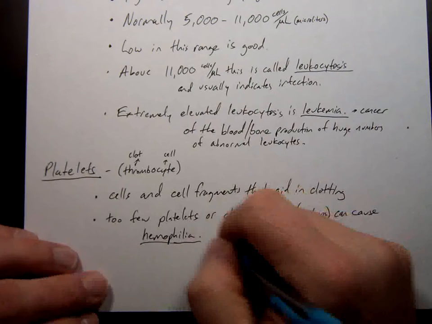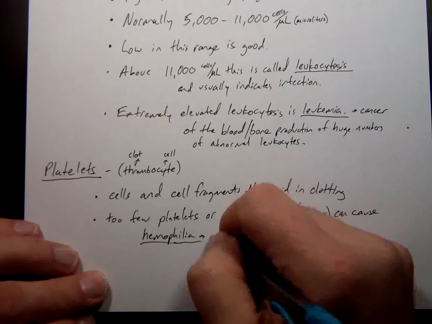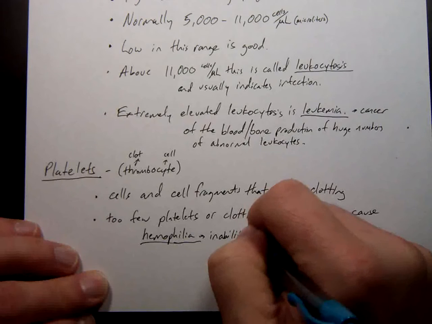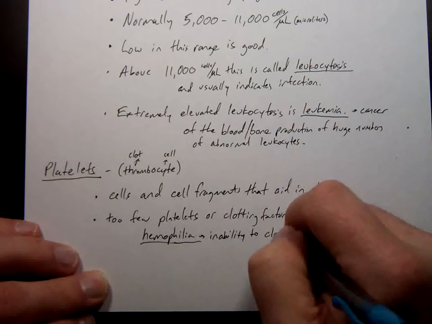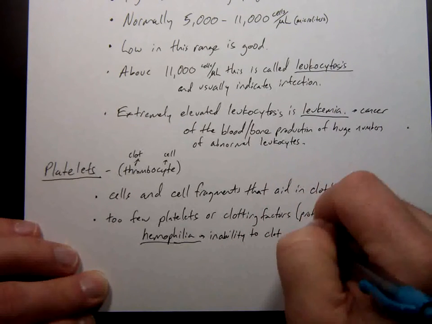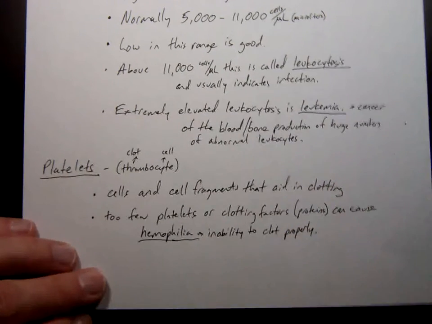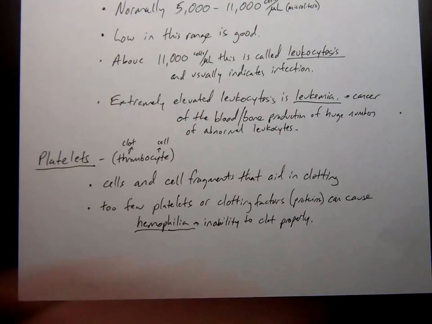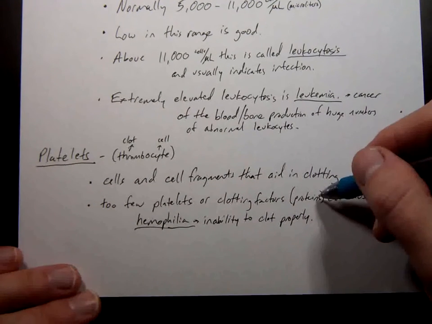This is inability to clot properly. Not, you can't clot in the right amount of time, or you can't clot effectively at all. Sometimes people have to have platelets donated. And a lot of times it's genetic, because proteins, again, are coded for in our DNA.